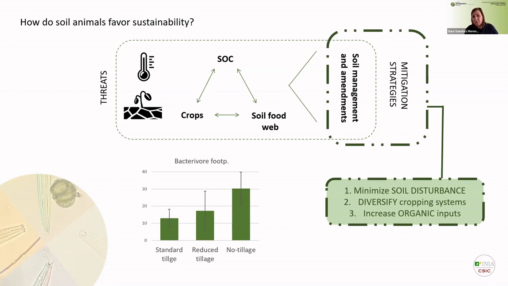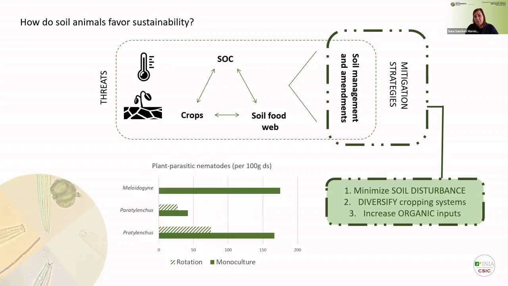The second strategy would be diversifying cropping systems. It is well known, it has been shown everywhere, that including rotations in agricultural systems reduces the amount of pests in the soil. For example, reducing the abundances of plant parasitic nematodes.